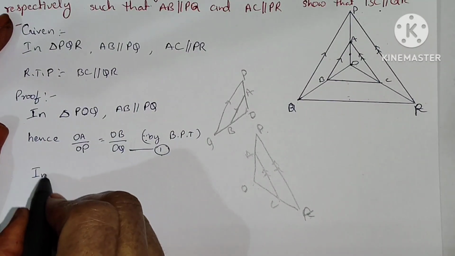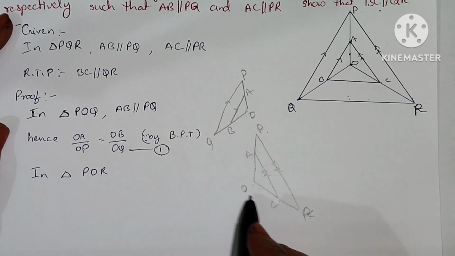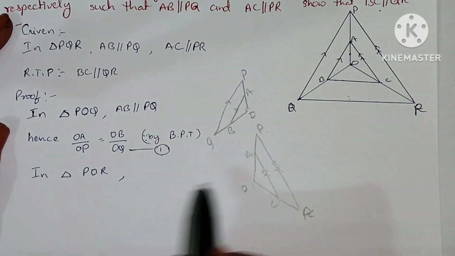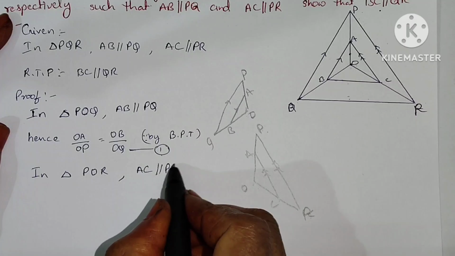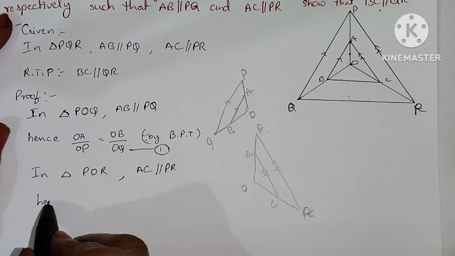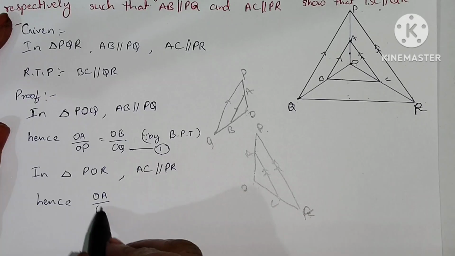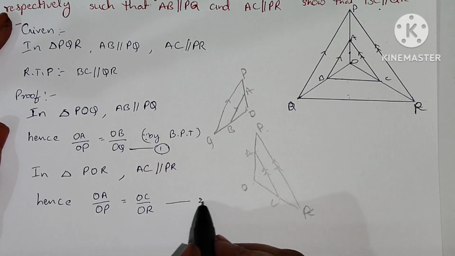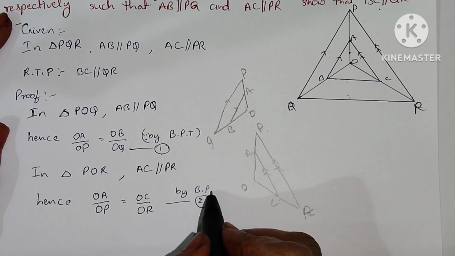Here in triangle POR, already we know that AC is parallel to PR. Hence OA by OP equal to OC by OR. So this is the equation 2. Here also we use the basic proportionality theorem.